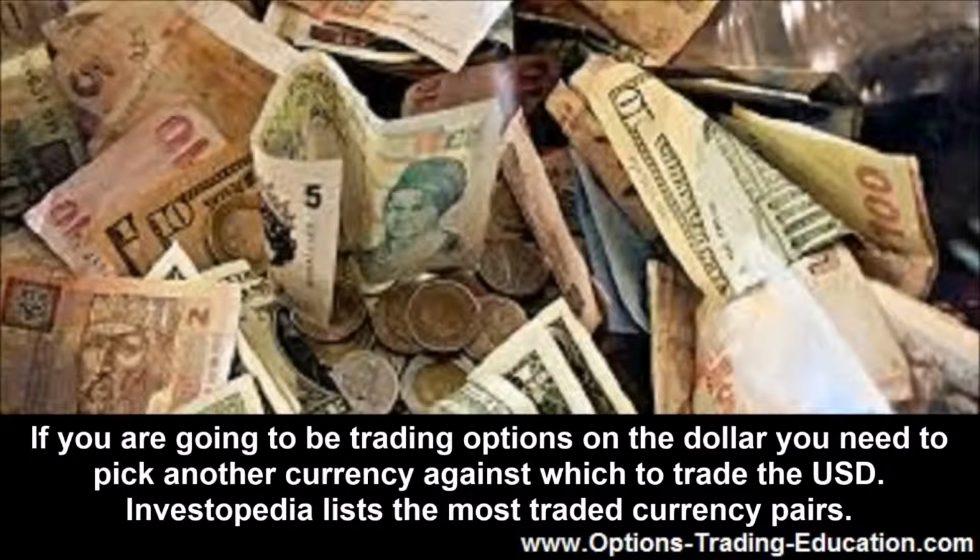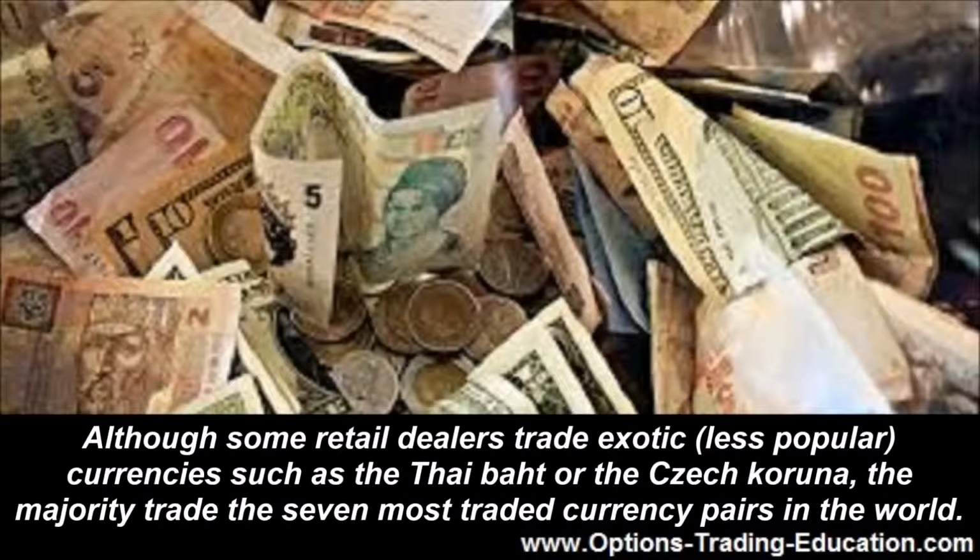Picking a trading pair. If you are going to be trading options on the dollar, you need to pick another currency against which to trade the US dollar. Investopedia lists the most traded currency pairs. Although some retail dealers trade exotic, less popular currencies such as the Thai baht or the Czech koruna, the majority trade the 7 most traded currency pairs in the world.